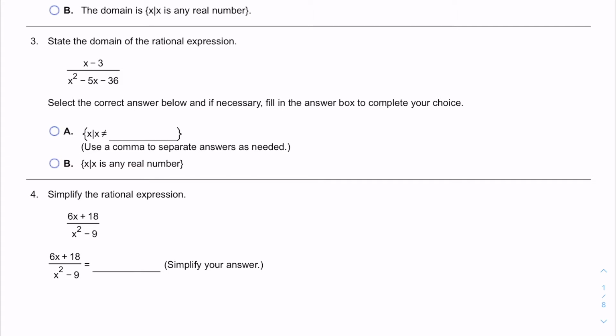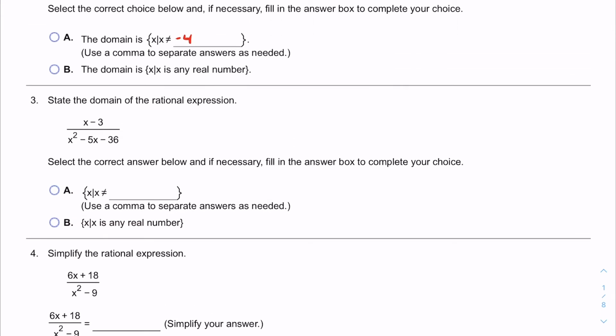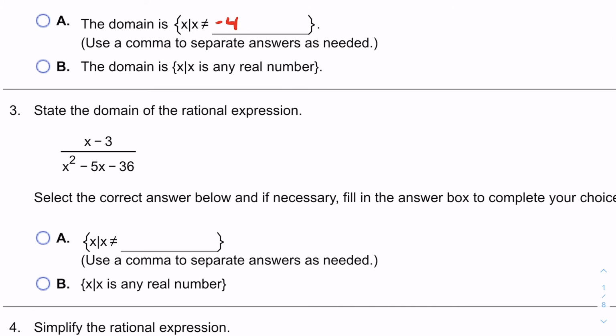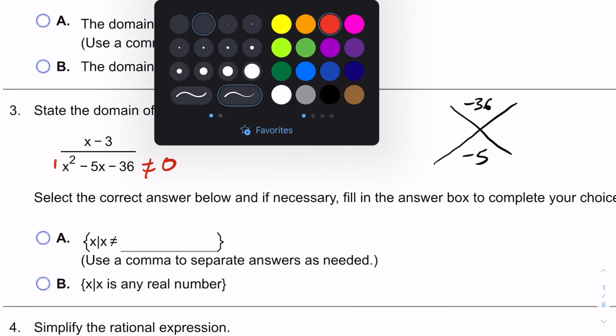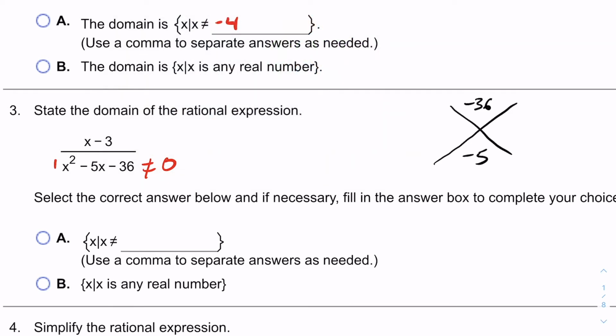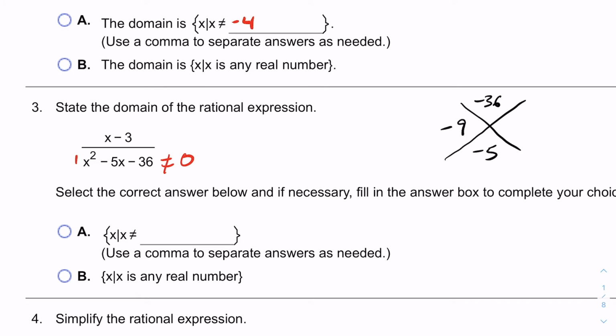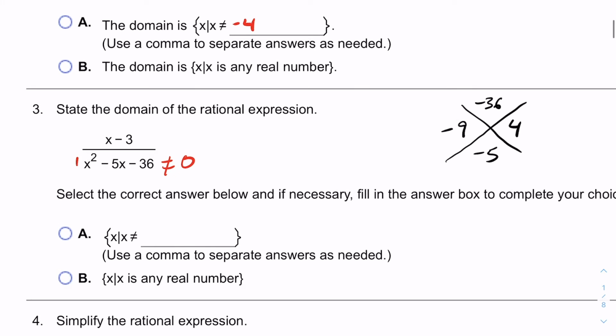Number 3 is the same idea, that this denominator better not equal 0. So we need to factor this. When we factor this problem, we're asking what multiplies to -36 and adds to -5. Also remember that this is considered easy, because the leading coefficient is 1. So we look for some numbers and we come up with -9 times 4 is -36 and -9 plus 4 is -5.